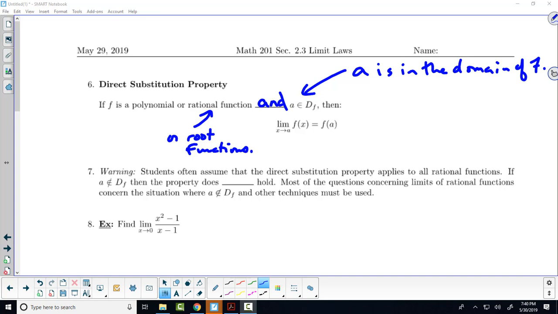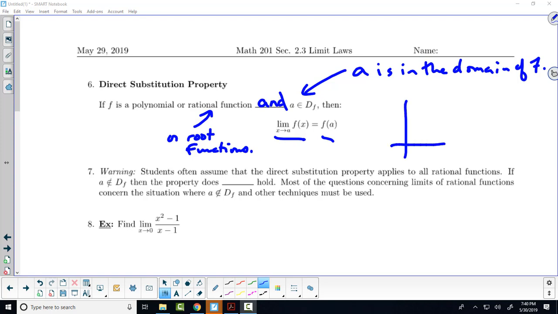The reason why I made everyone write the word and there is because a lot of you are going to think, oh, I can use the direct substitution property everywhere. No, you can't. In fact, most problems, when I initially give it to you, you will not be able to use the direct substitution property. This doesn't solve all your problems. But if it's a nice, well-behaved function, a polynomial or a rational function or a root function, and the limiting value is in the domain, then rather than evaluating the limit, we can just evaluate the function at that point.